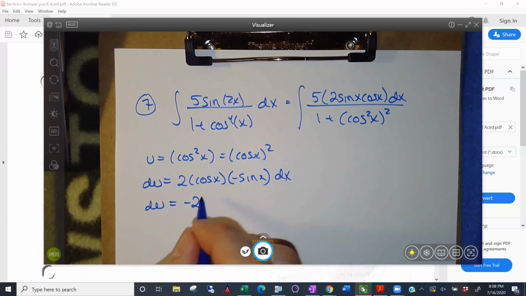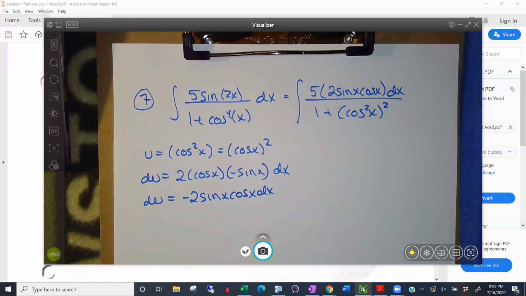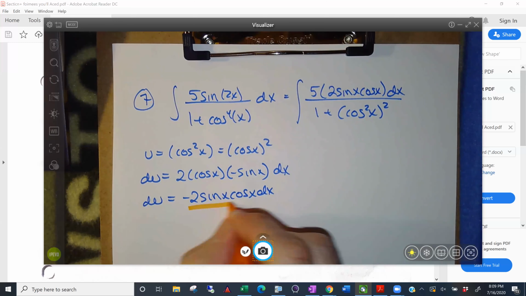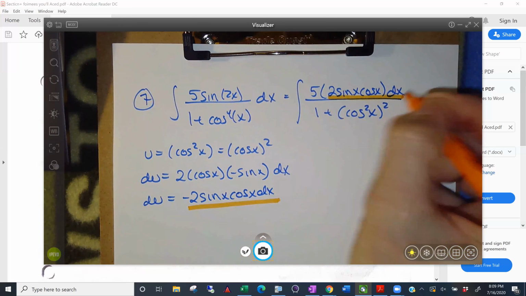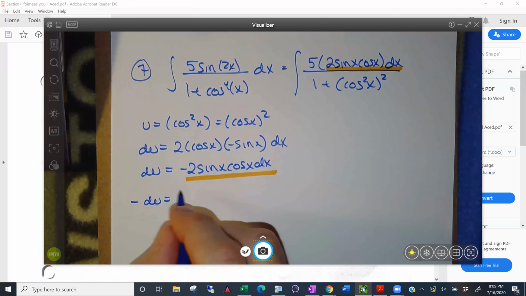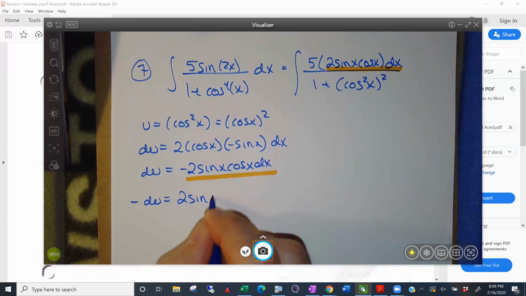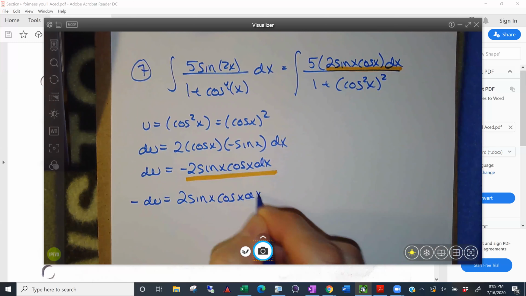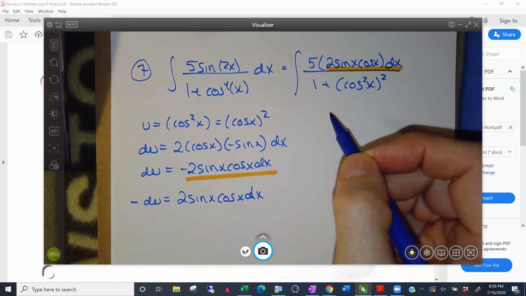And let's just switch these around. Sine of x, cosine of x, dx. That looks really close to what I have here. The only difference is I've got to get rid of that negative sign. So let's do that. It's going to be negative du equals 2 sine of x cosine of x dx. Nice. So I'm pretty much ready for a u substitution.